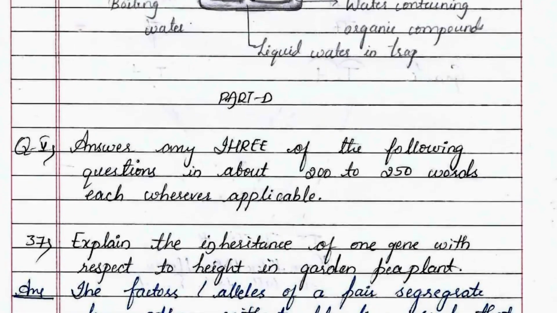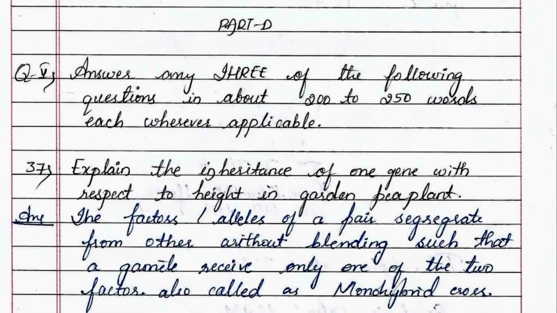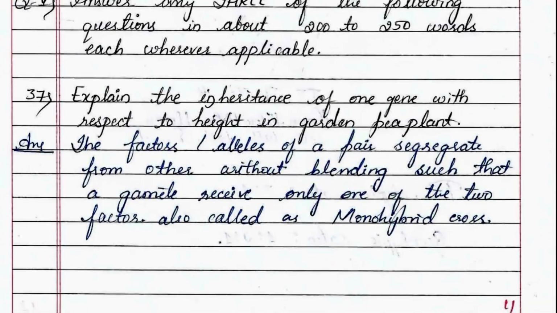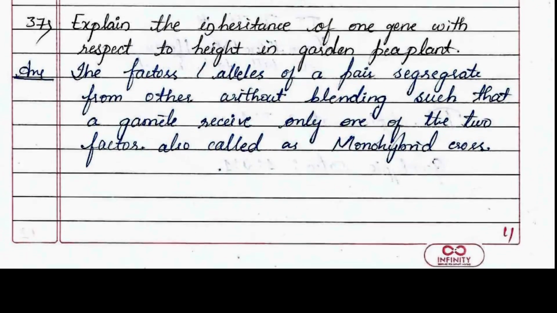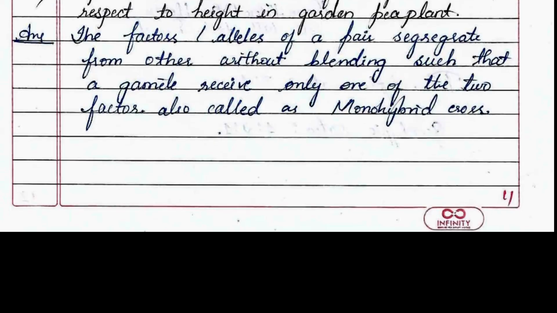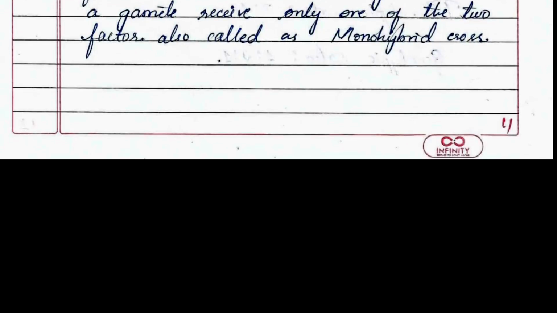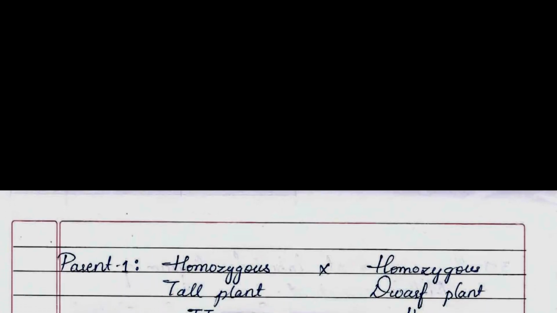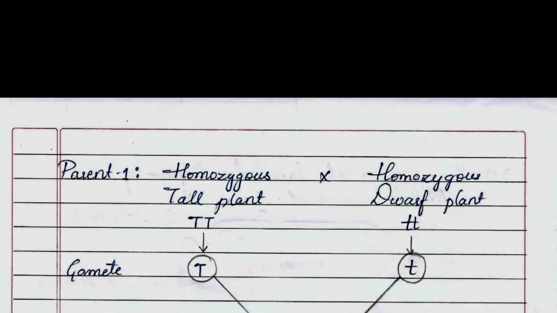Explain the inheritance of one gene with respect to height in garden pea plant. And the answer is the factors or alleles of a pair segregate from each other without blending such that a gamete receives only one of the two factors, also called a monohybrid cross. Here is the monohybrid cross. Phenotypic ratio is 3:1. Genotypic ratio is 1:2:1.